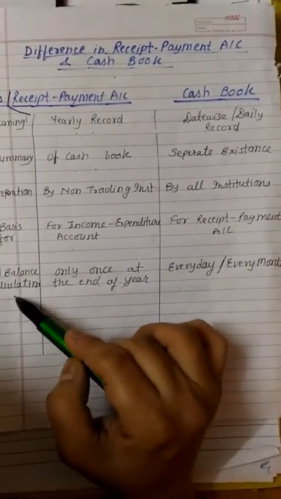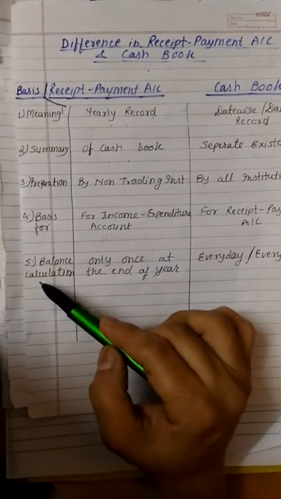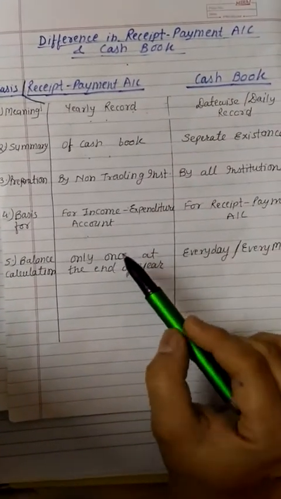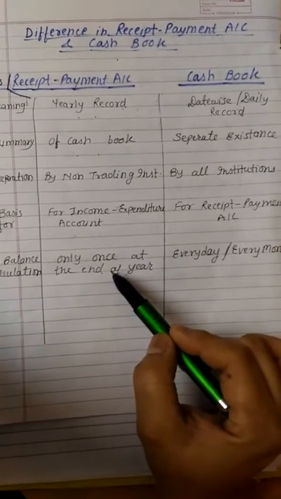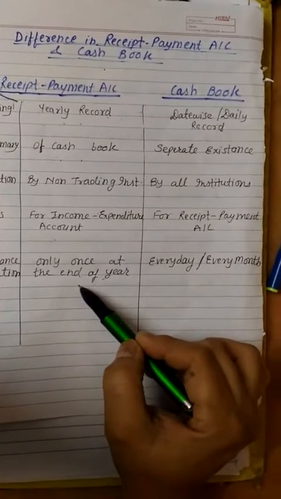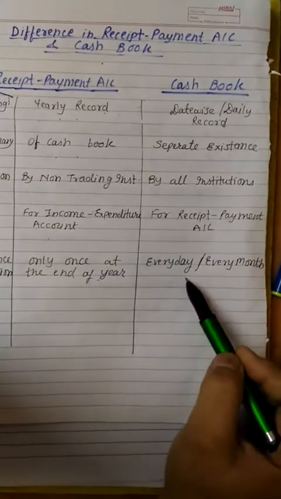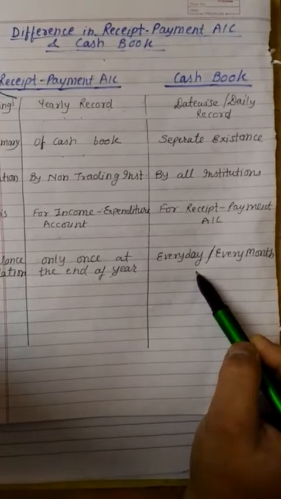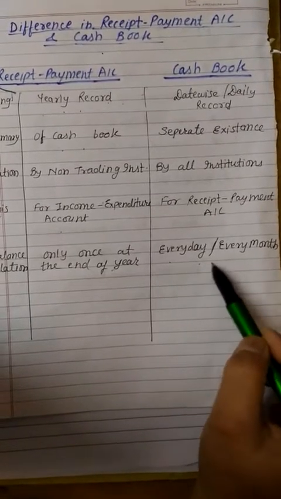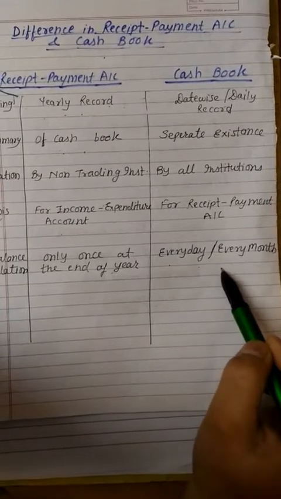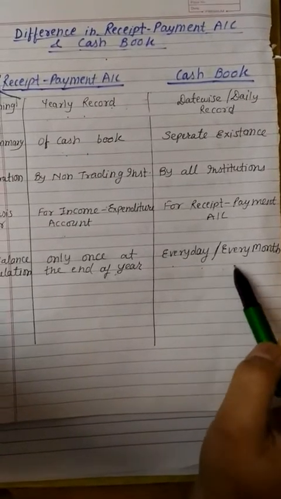And the last one is balance calculation. The balance or difference of the receipt and payment account is calculated only once in the year, at the end of the year. But the balance of the cash book, or the difference of the debit and credit side, is worked out every day or every month, which means it is calculated many times during the year.